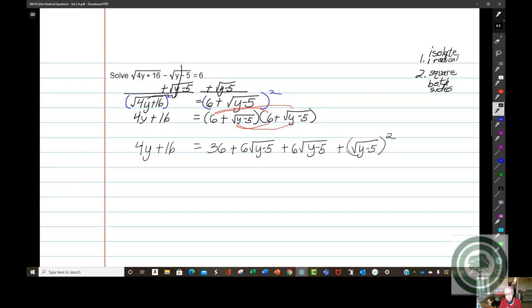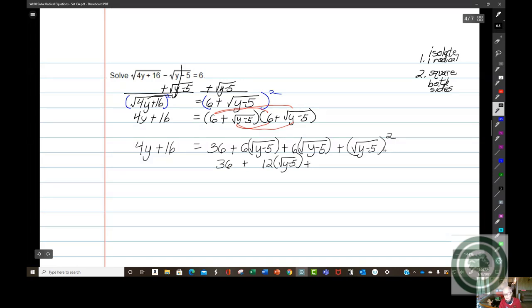Okay, I'll let you look at this. Over here, notice that you've got 6 times the square root of y minus 5, and that occurs twice. So 6 times the square root of y minus 5 plus another 6 times the square root of y minus 5 adds up to 12 times the square root of y minus 5. You've got 6 square roots plus another 6 square roots, that means you've got 12 square roots. You've got 36 down here.